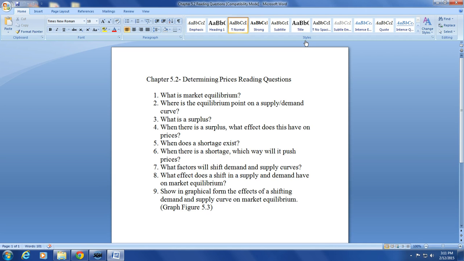And for number 6, when there's a shortage, it will naturally push prices up. Because there's not enough of something, it's naturally going to push up the price.